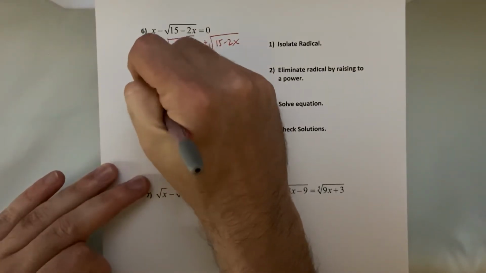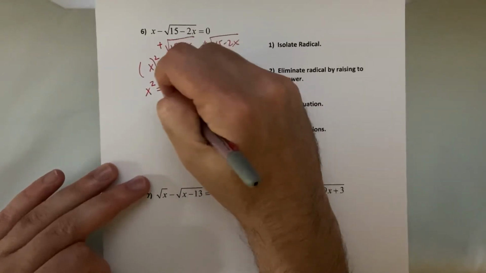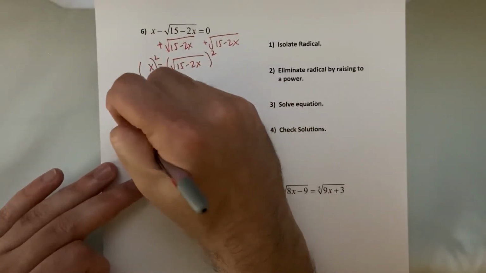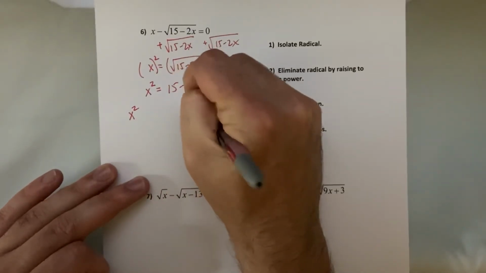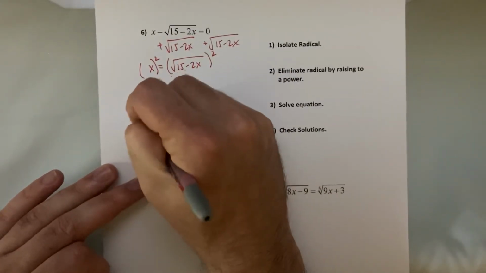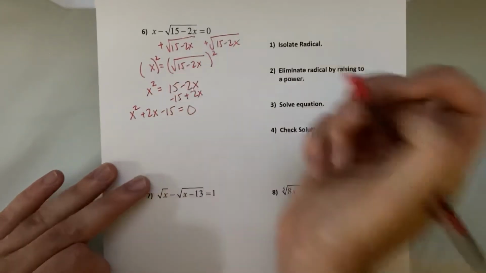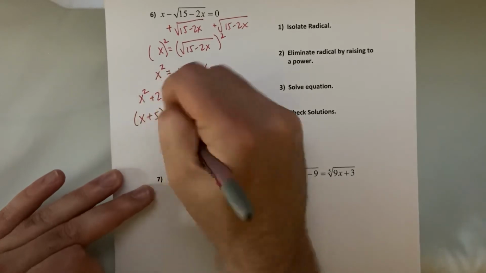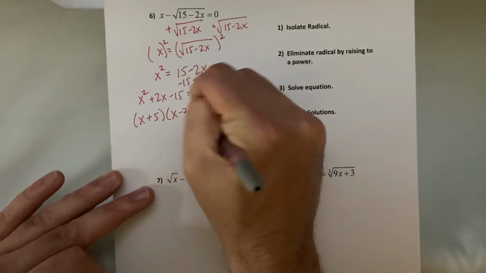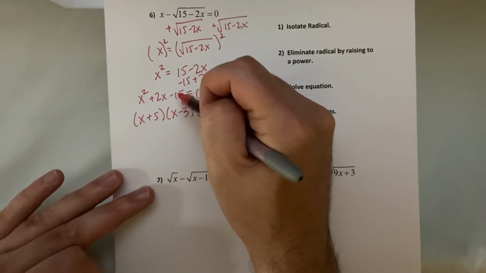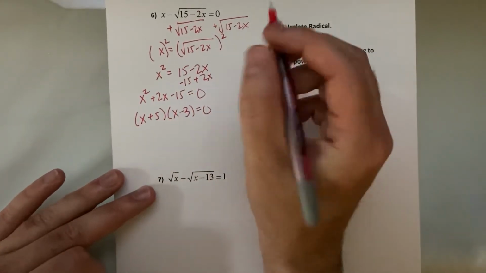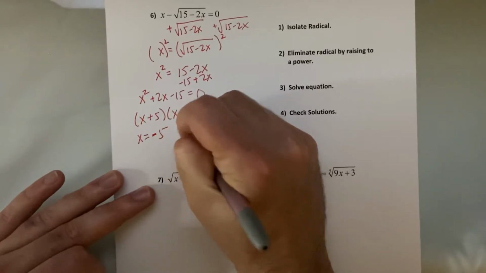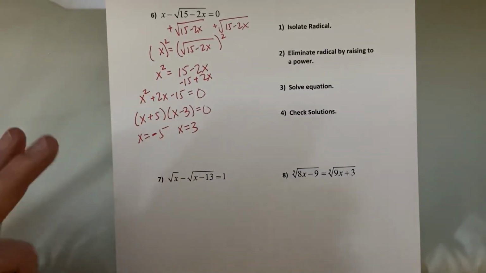So we get x squared equals 15 minus 2x. This is quadratic, so I'm going to move everything to one side by adding 2x and subtracting 15. This will allow me to factor: x plus 5, x minus 3. Now remember, for factoring, you're looking for two numbers that multiply to negative 15 and add to 2. So either x is negative 5 or x is 3, when I set them equal to 0.